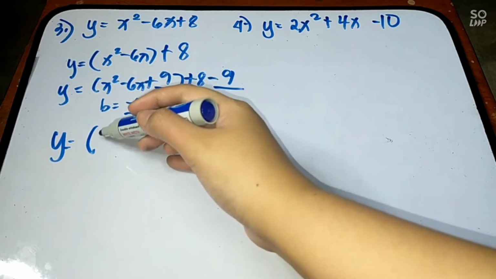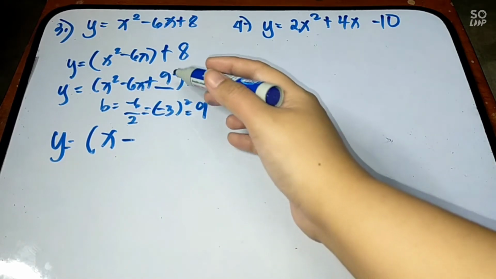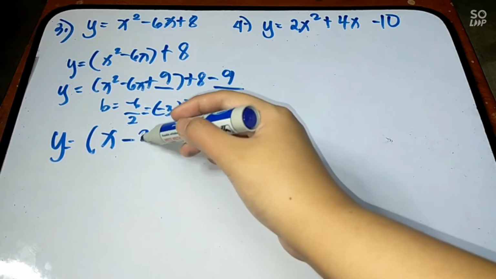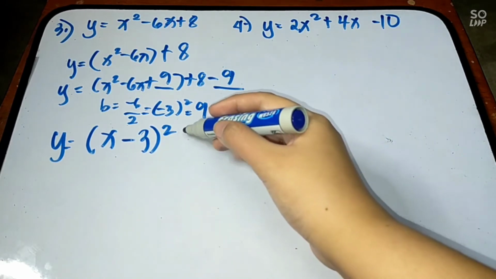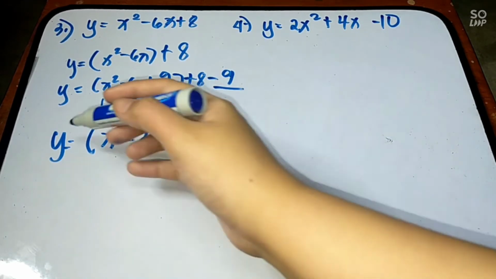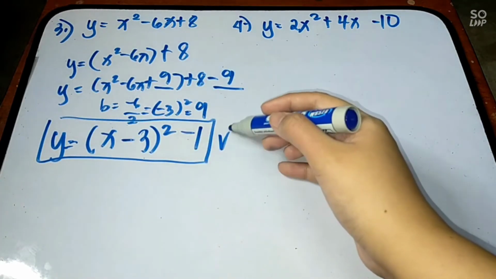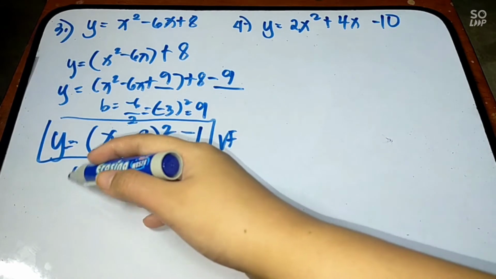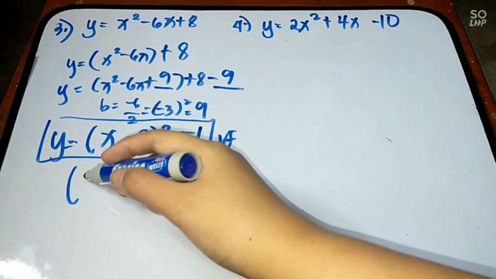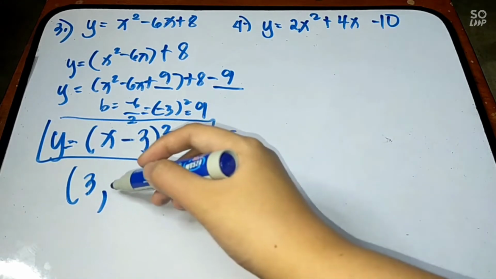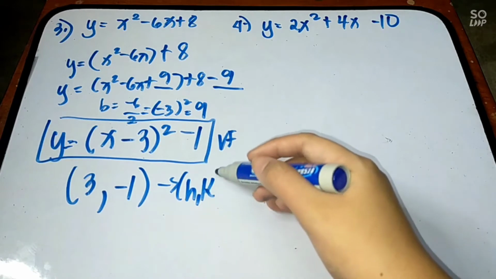factor. Square root ni x squared, we have here x. Then, just copy minus. Then, square root ni 9, we have here 3. Then, squared. Then, 8 minus 9, the answer here is negative 1. That is it. So, meron ka ng vertex form. Now, if you are going to find for your vertex h and k, change mo lang yung sign ni negative 3, it becomes positive 3. Then, this one is negative 1. This is now your h and k.